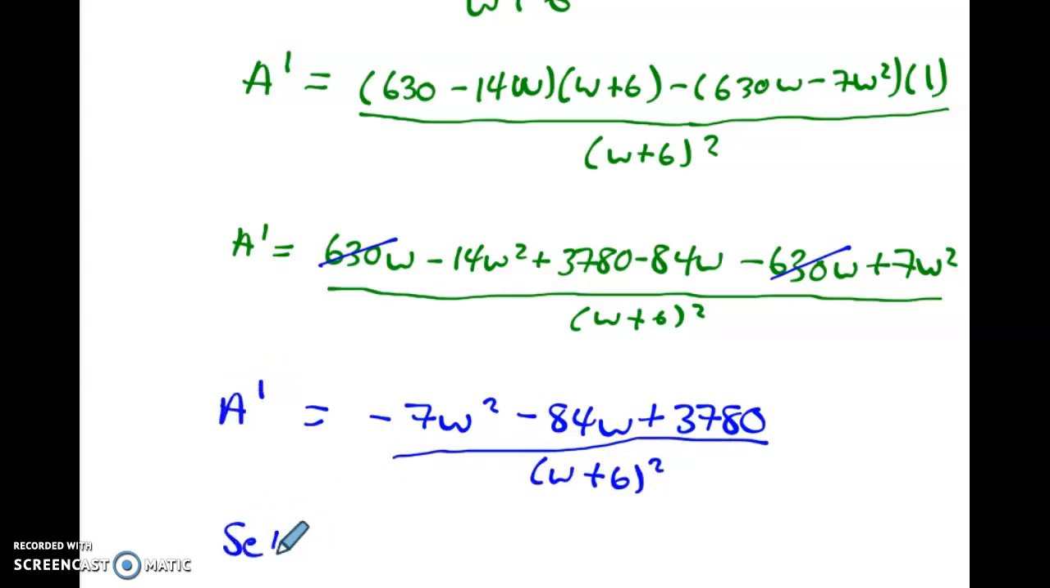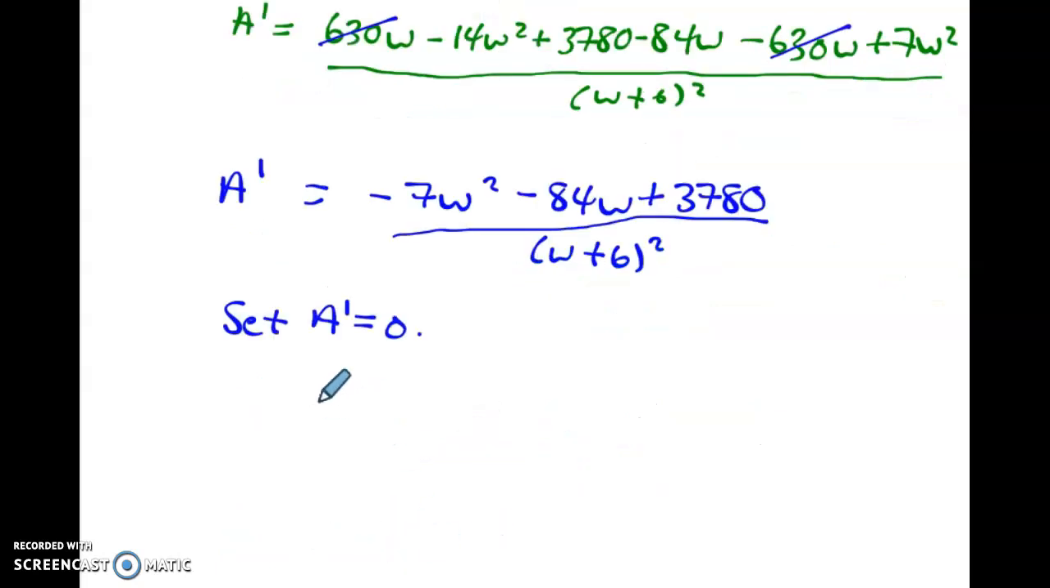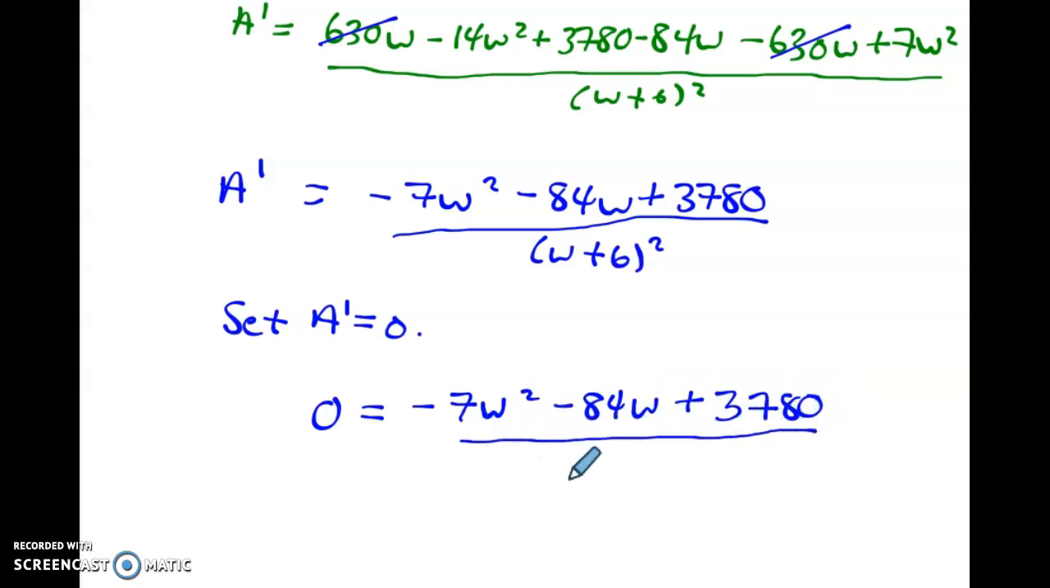Okay. So now we're going to set our derivative equal to 0, and we're going to have to solve it. Remember, when solving a rational equation, the denominator determines restrictions, but it's actually the numerator that's going to give us our solutions. So we can ignore that denominator, but we should also recognize that W cannot equal negative 6, which we already knew because our width can't be negative.